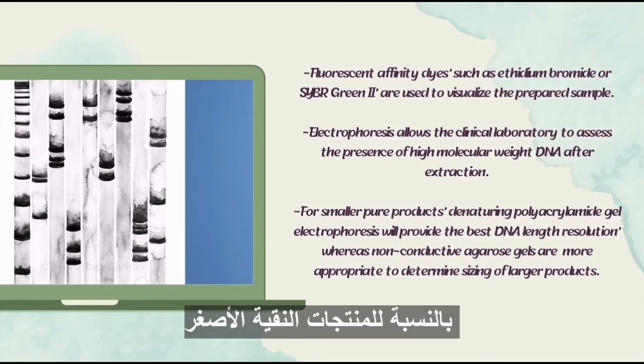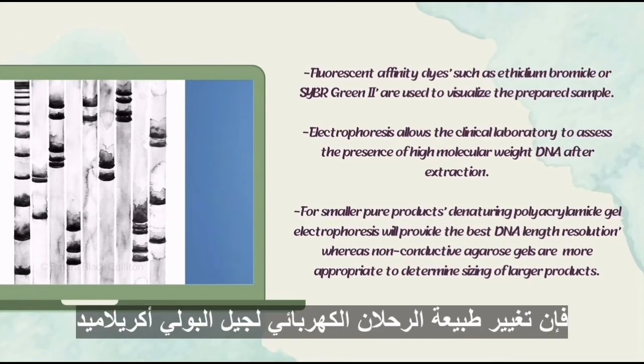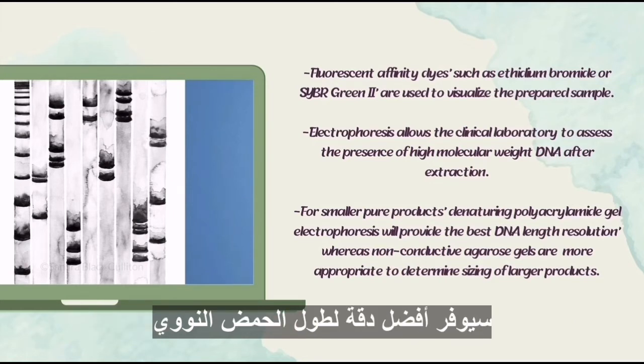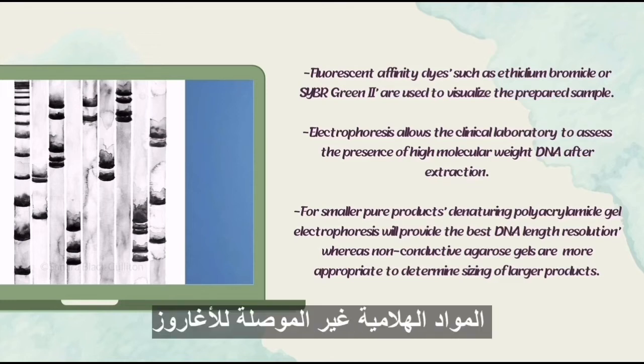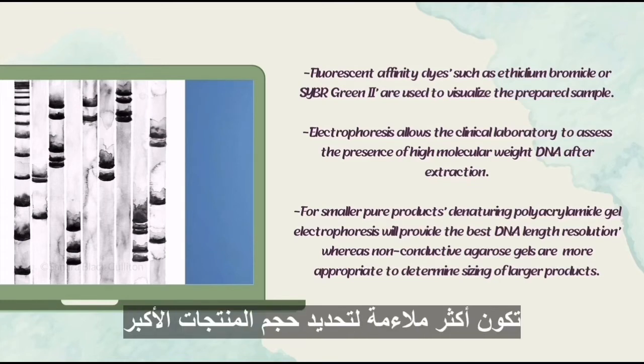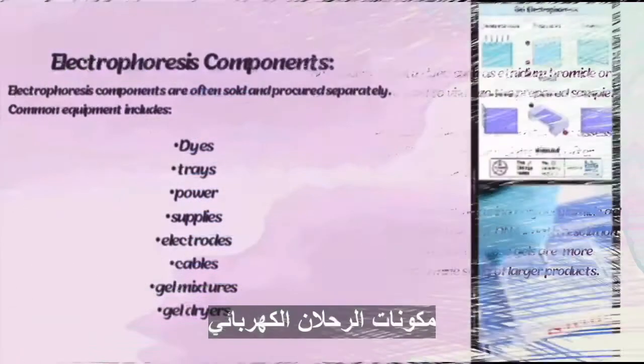For smaller pure products, denaturing polyacrylamide gel electrophoresis will provide the best DNA length resolution, whereas non-denaturing agarose gels are more appropriate to determine sizing of larger products.